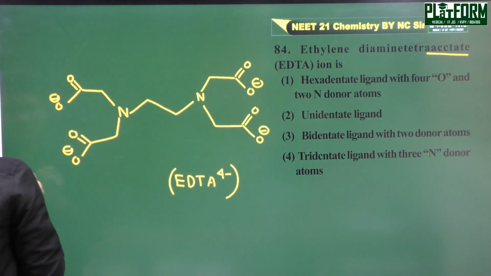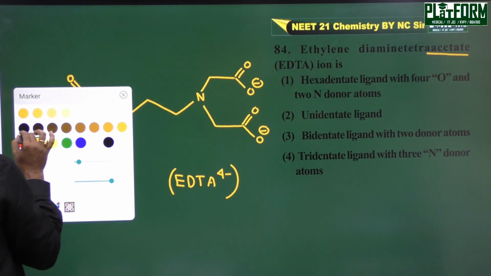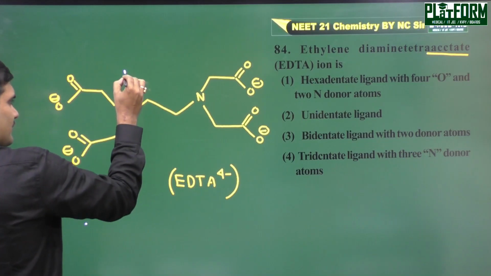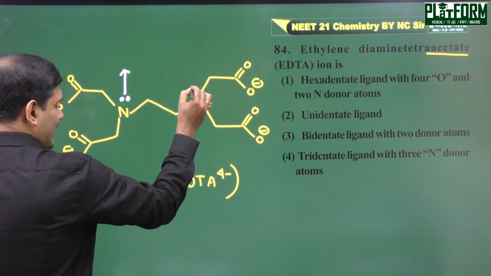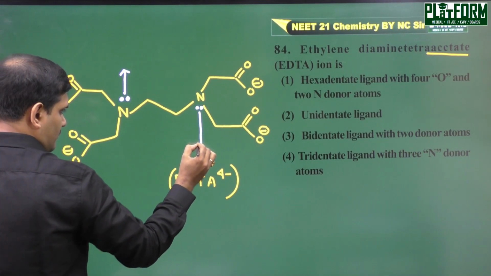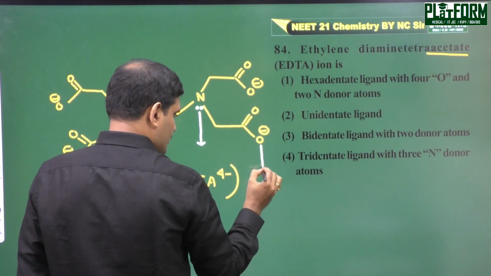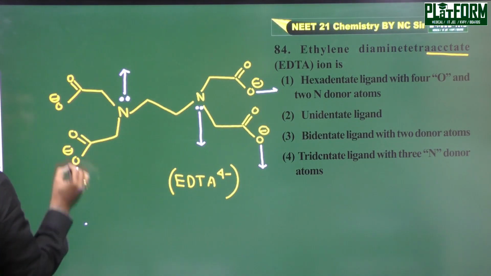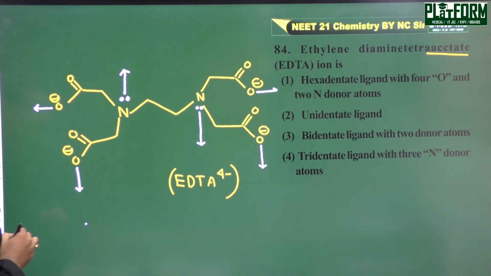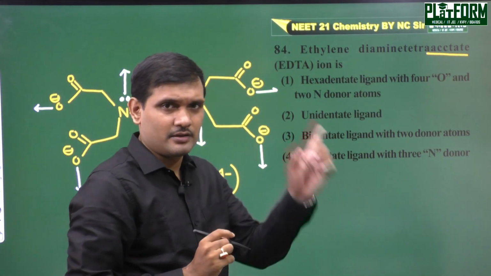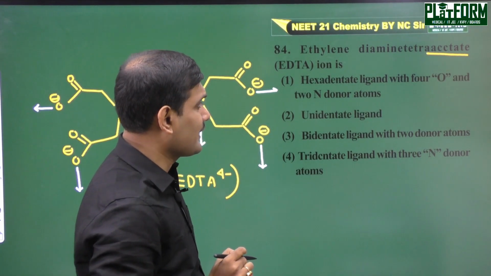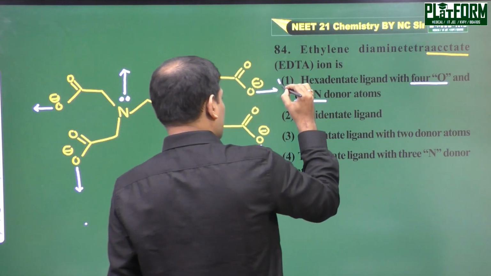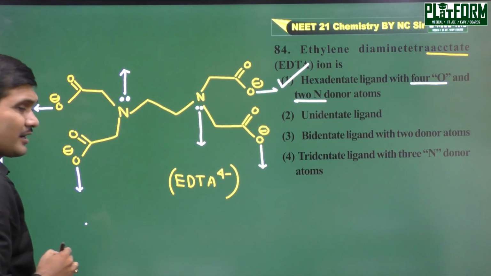Now, the ligand sites in ethylene diamine tetraacetate: no doubt the two nitrogen lone pairs will act as donor centers, and these oxygens are also donor centers. So it is a hexadentate ligand. EDTA is a formidable hexadentate ligand. It will have 4 oxygen and 2 nitrogen donor atoms. No doubt it is option 1. It is the correct option.